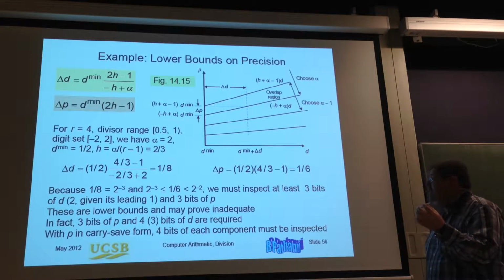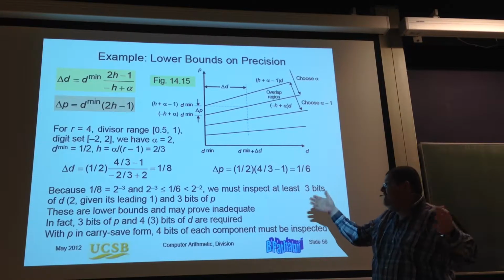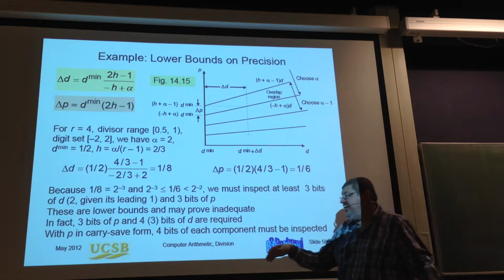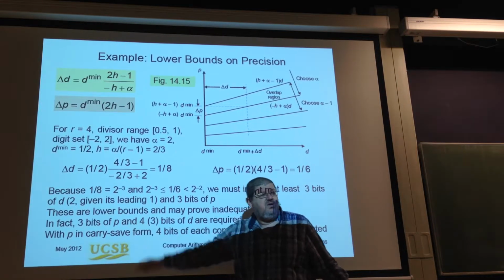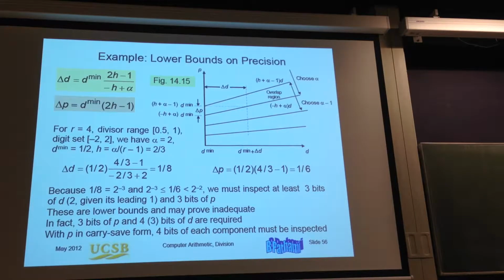Okay, now, based on these values, you actually determine that you need to inspect at least 3 bits. And because you keep P in carry save format, you need to inspect 4 bits per element.